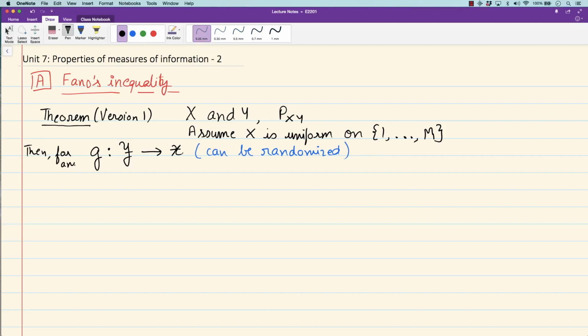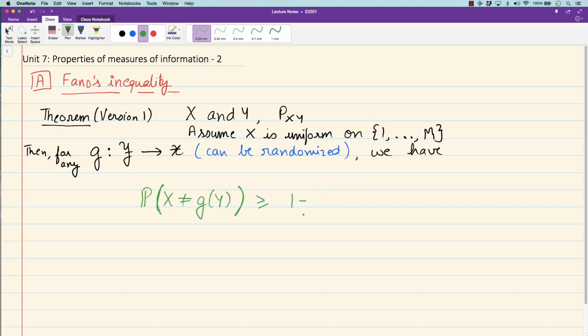for any function g, we have the bound. What is the bound? The probability that X is not equal to g(Y). So this is the probability of error. You made a function g to try to guess the value of X by looking at Y, and you can even allow a randomized function. And the claim is that this probability of error is at least 1 minus, and this is the lower bound which Fano's inequality gives you, 1 minus the mutual information between X and Y plus 1, divided by log of the number of hypotheses. Okay, that's Fano's inequality.